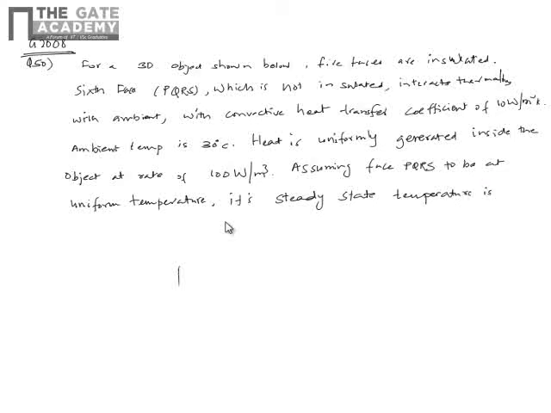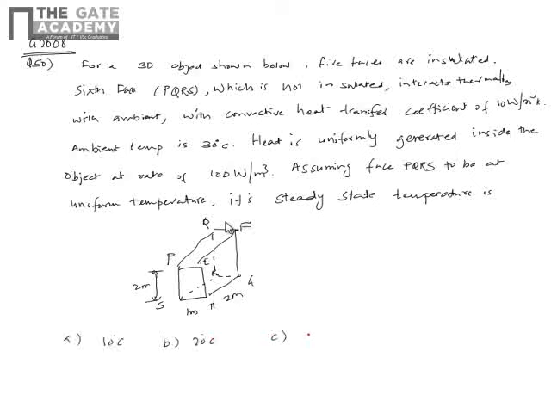Okay, so let us draw the figure. So this is PQ, there is a dotted line. So this is R on the back side, this is S, this is H, this is G, this is F, this is E. So this is 2 meters and this is 1 meter, and this is again 2 meters. And the options are 10 degrees Celsius, 20 degrees Celsius, 30 degrees Celsius, 40 degrees Celsius.